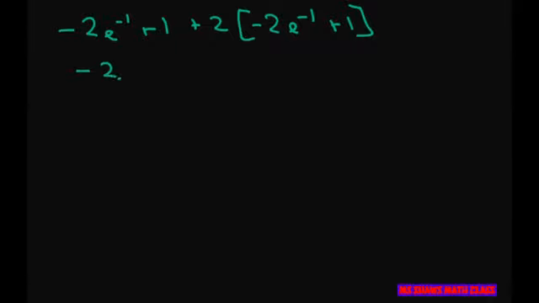We're going to have negative 2e to the negative 1 plus 1, plus 2 times negative e to the negative 1 plus 1. Simplifying that further, you're going to get negative 2e to the negative 1 plus 1 minus 4e to the negative 1 plus 2. And that simplifies to negative 6e to the negative 1 plus 3.